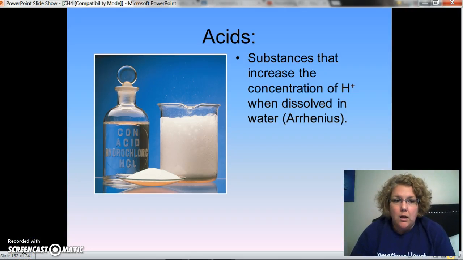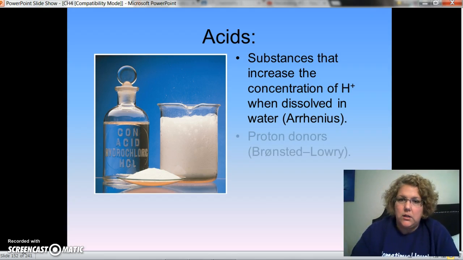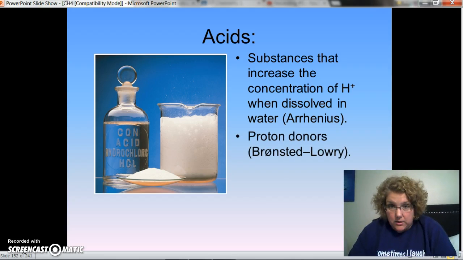All right. Now we're done with precipitation reactions and we can go on to acid-base reactions. Acids, according to the Arrhenius definition, are substances that increase the concentration of hydrogen ions, H+, when dissolved in water. That's the Arrhenius definition. The Bronsted-Lowry definition is a proton donor.